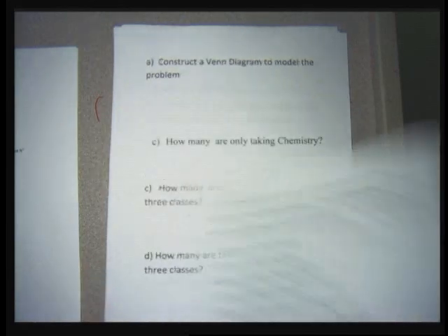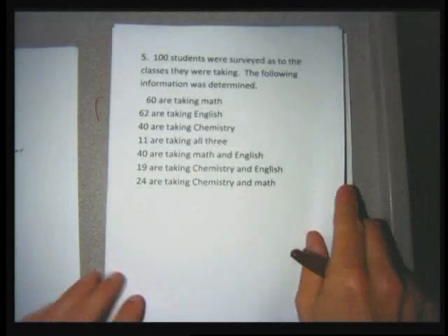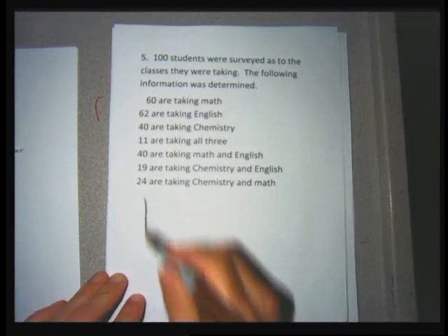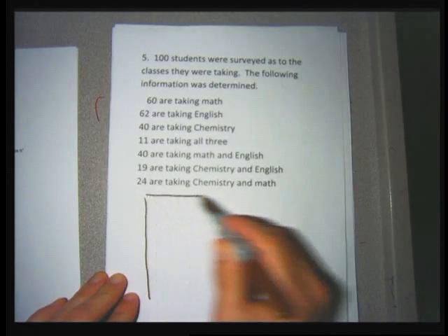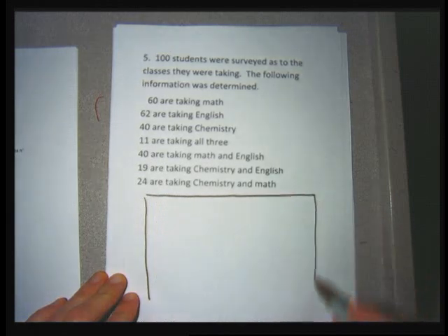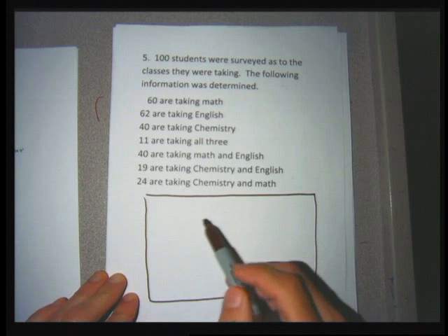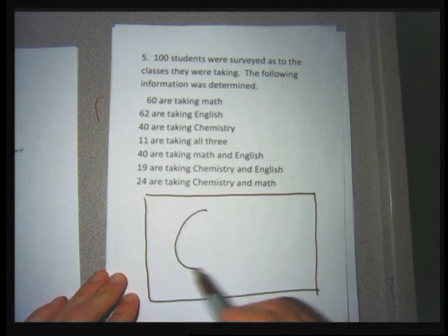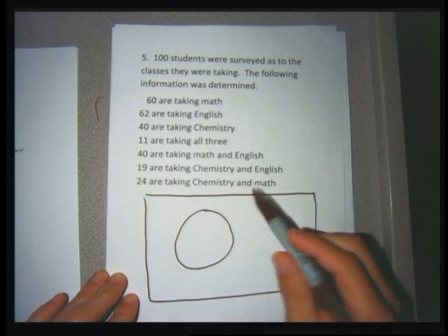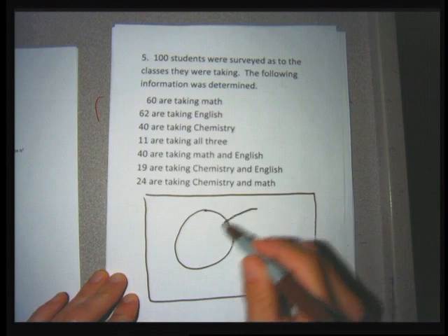Five wants me to make a more complicated Venn diagram that's going to have three circles. So part A says make the Venn diagram. And this 100 students were surveyed as to what classes they were taking. Some were taking math, some were taking chemistry, some were taking English, some were taking two of the three, some were taking all three, some were taking none of the three.